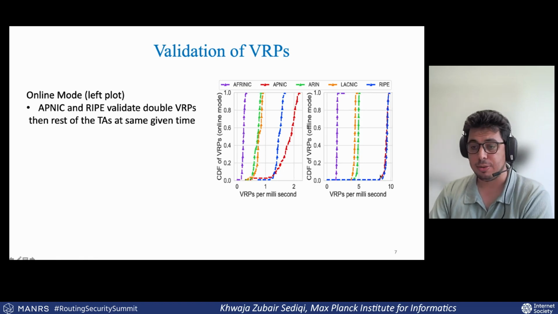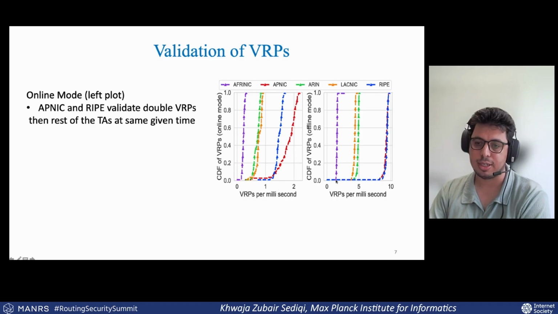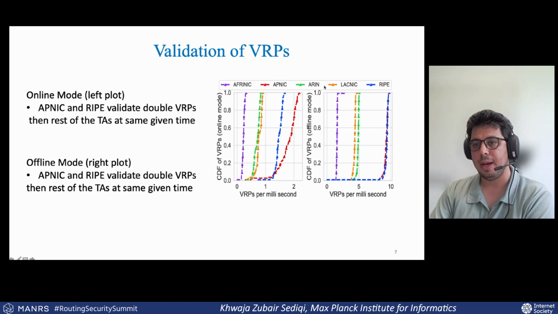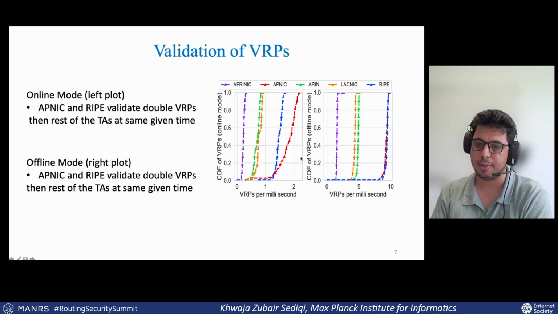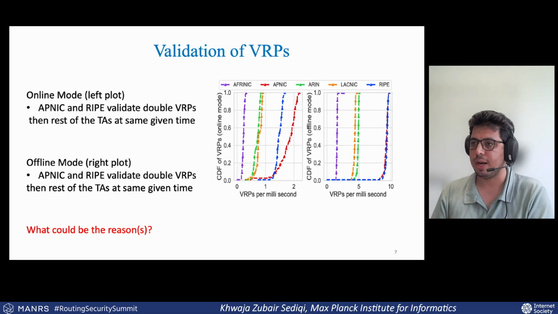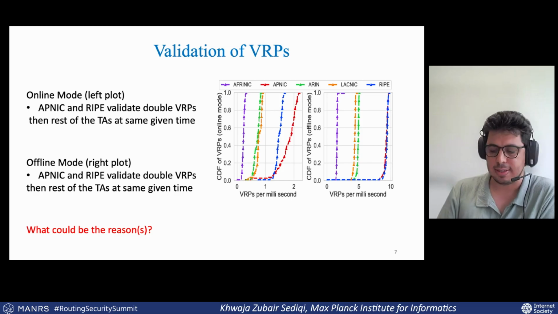Here, the scenario is similar, it does not change. And again, the RIPE and the APNIC one, you can see that it's almost 9 VRPs per millisecond. However, for the other one, it's less than 5, and for AFRINIC, that's even smaller. So basically, APNIC and RIPE has a higher number of VRP validation in shorter time. But the question is, what could be the reason for this? Why is it like that? And we try to understand it.